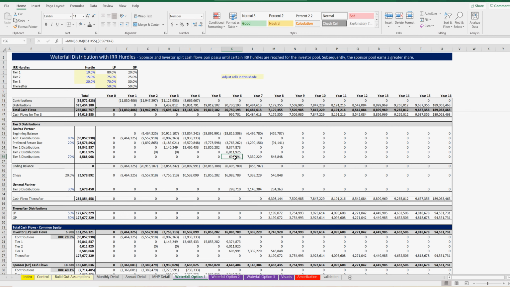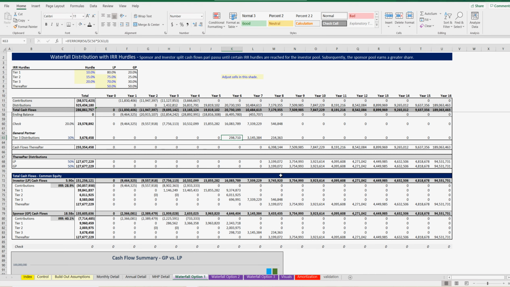Tier 3 again, so you're going 70% of any cash distributions to the LP that gets them between a 15 and a 20% return. You can see here's a check for 20% IRR, and then as soon as that's hit, now the cash is split 50-50 as we define here. We can put this, let's say it's split 60-40. So then these change a little bit.